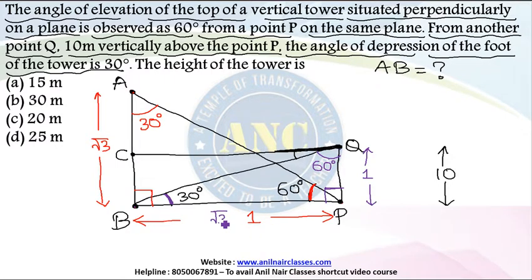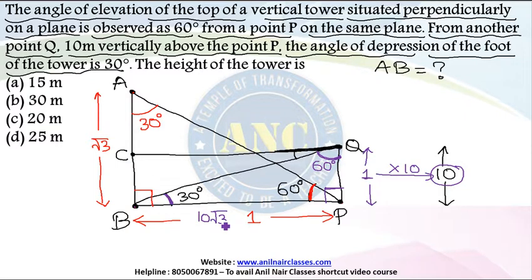It becomes root 3. But according to the question, PQ value is not 1. PQ value is 10. So 1 should become 10. Multiply by 10, and this root 3 also multiply by 10. That means, in simple language, opposite to 30, if it is 10 units, then opposite to 60, it should be 10 root 3 units.